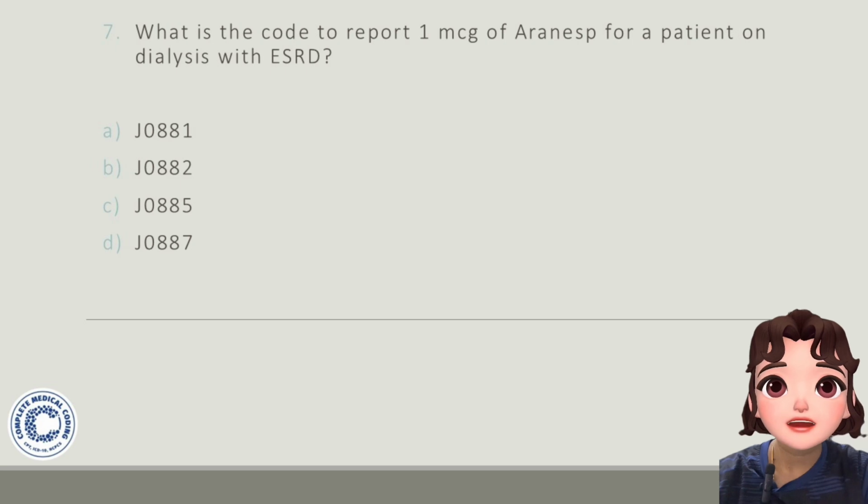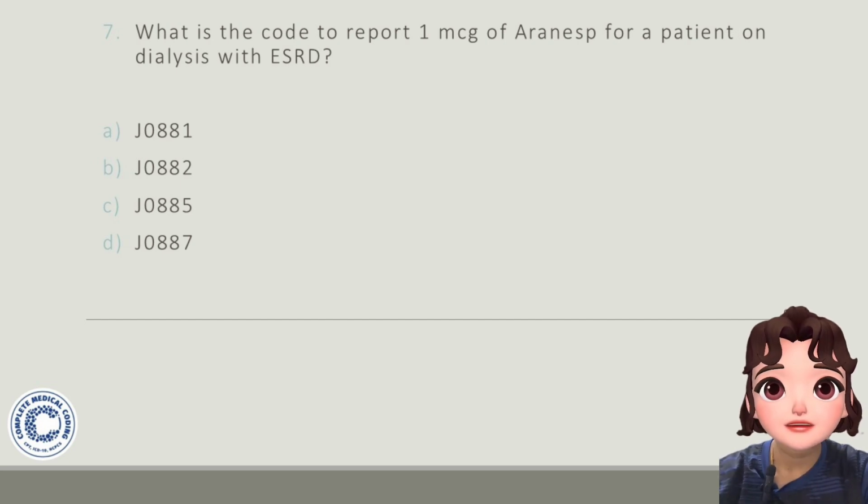J0881 represents injection darbepoetin alfa, 1 mcg. What is J0882? Injection darbepoetin alfa, 1 mcg, for ESRD on dialysis. Yes, for ESRD we need. What is option C? J0885. Injection epoetin alfa for non-ESRD use. No, this is ESRD. What is J0887? Injection epoetin beta, 1 mcg, for ESRD on dialysis. But this is some other injection. We need Aranesp.